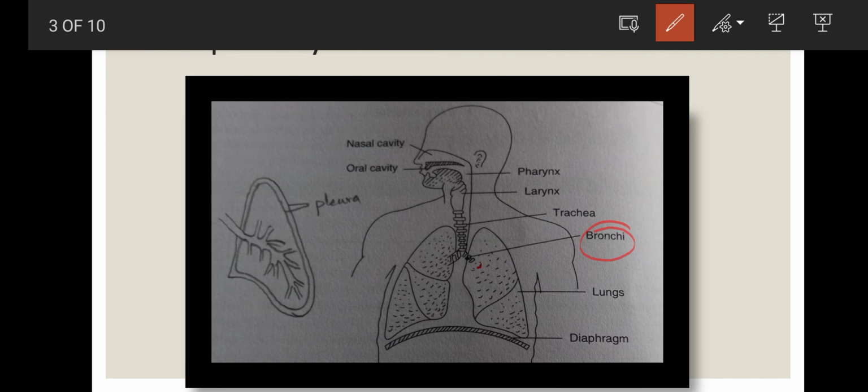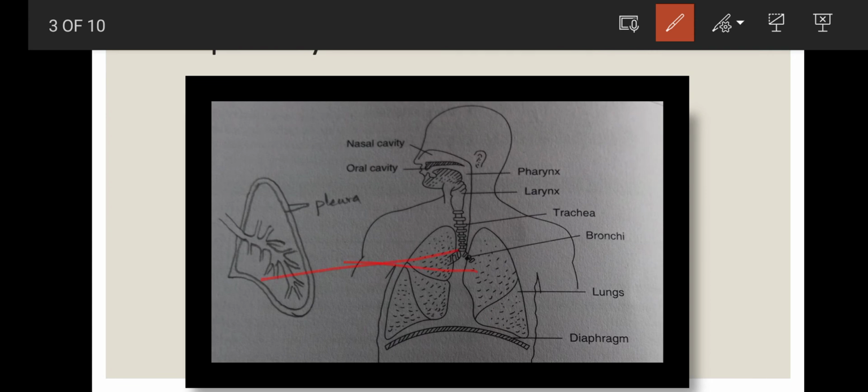Bronchioles are further divided into bronchioles like this. These bronchioles are termed respiratory bronchioles, and the respiratory bronchioles end in the alveolus. So after bronchioles we have the alveolus. The alveolus means we have bronchioles like this, and they have a structure like this. They are the alveolus.